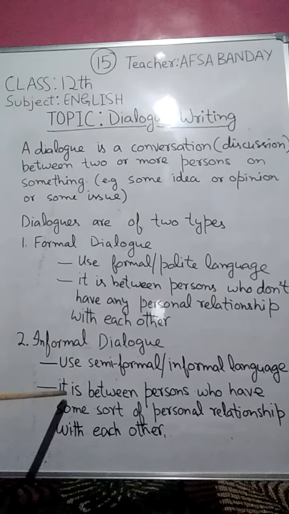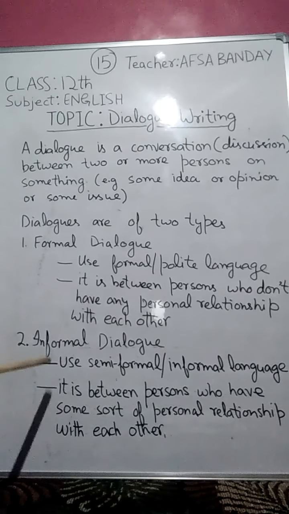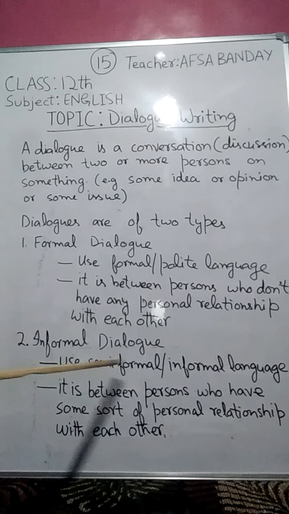Informal dialogue is between persons who have some sort of personal relationship with each other. For example, it can be two friends, classmates, cousins, or kith and kin. In case of informal dialogue, semi-formal or informal language is used.